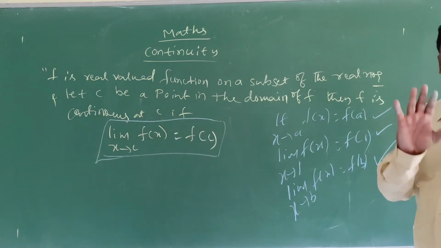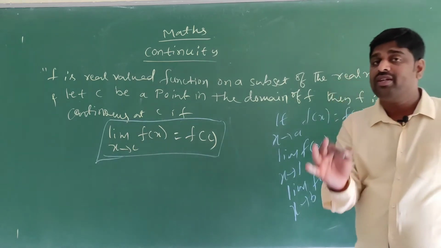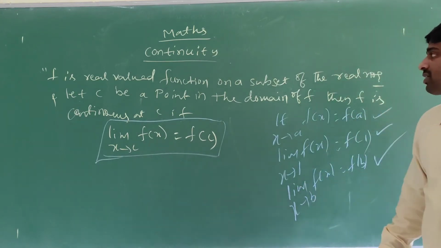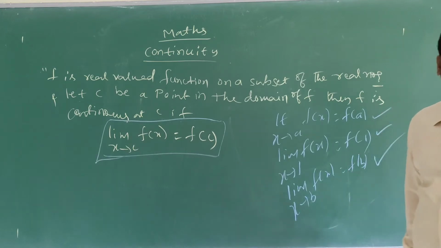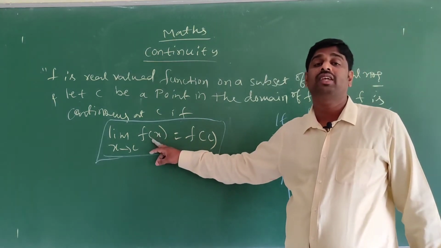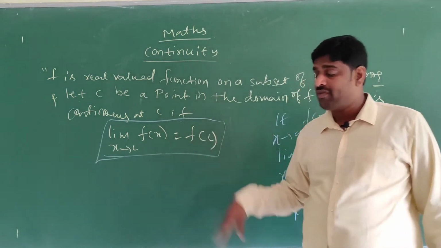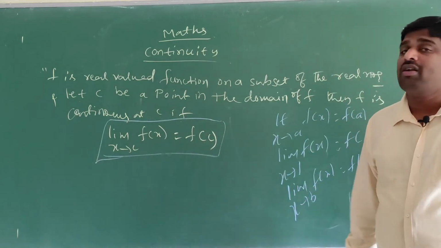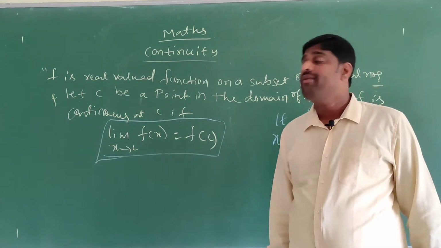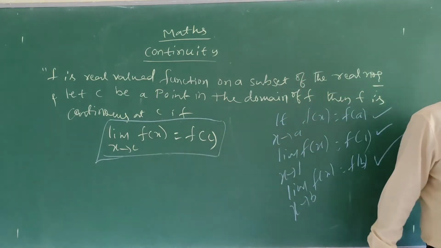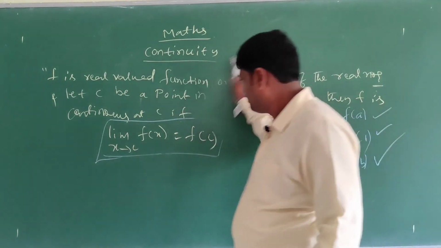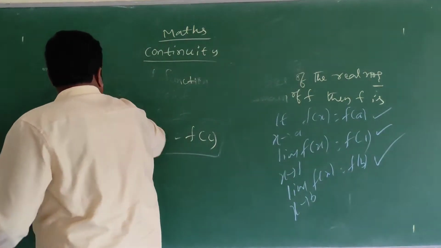Very simple. If f is a real valued function on a subset of real numbers in the domain of f, and the limit as x tends to c of f(x) is equal to f(c), such a function is called a continuous function. This is the mathematical definition for continuous. Now I will give an example for continuous.